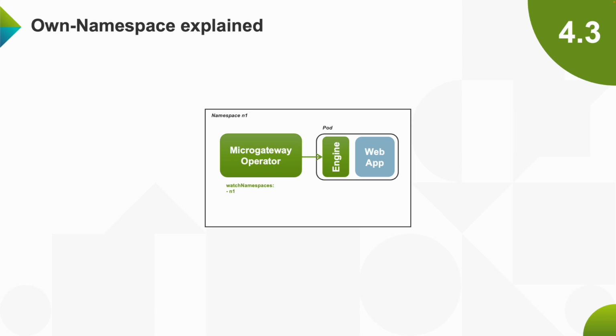Let's have a look how the installation mode own namespace works. As we see in the visualization, the Microgateway operator is deployed in the same namespace as the protected web app. The operator is also configured to only watch resources in the same namespace as it is deployed. In this example, it is namespace N1. This is the simplest scenario and shows that everything is contained in the same namespace.